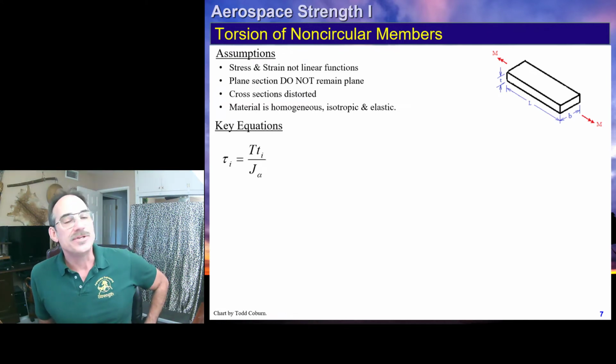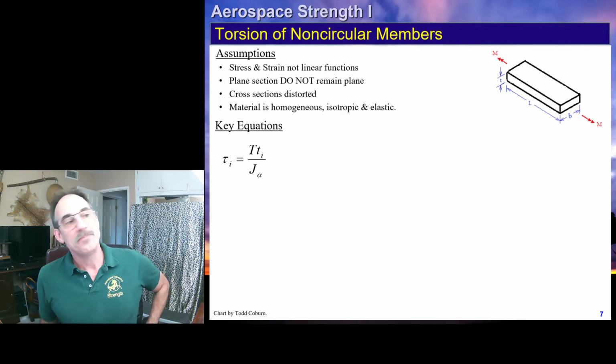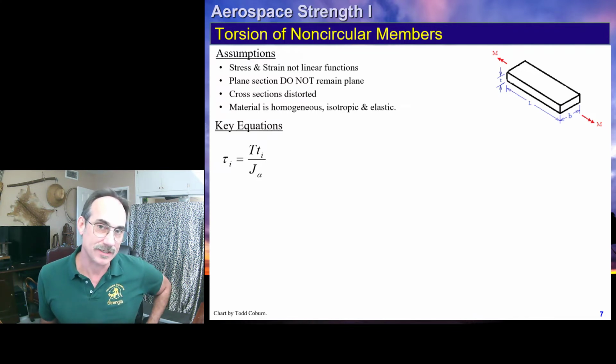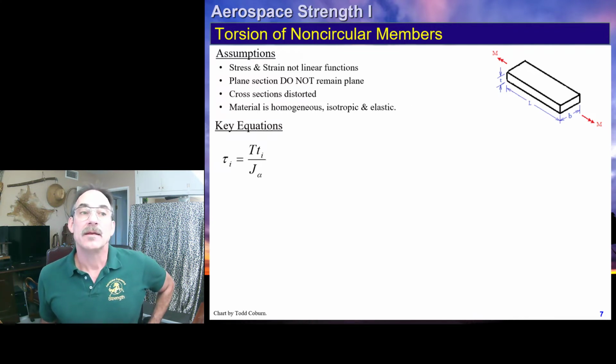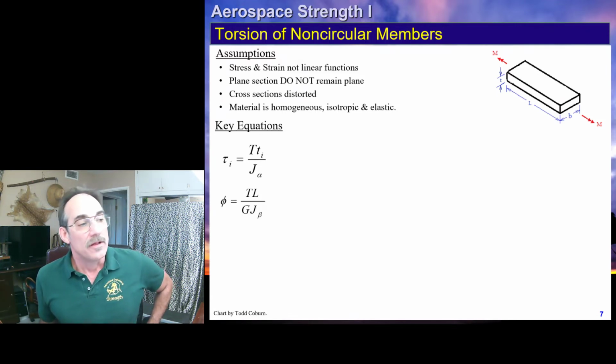Now you'll notice I use this alpha subscript for J. This is the torsional constant. It is no longer the polar moment of inertia, and we're going to find that the torsional constant for shear stresses and for angles of twist can be different values. The angle of twist will be TL over GJ.